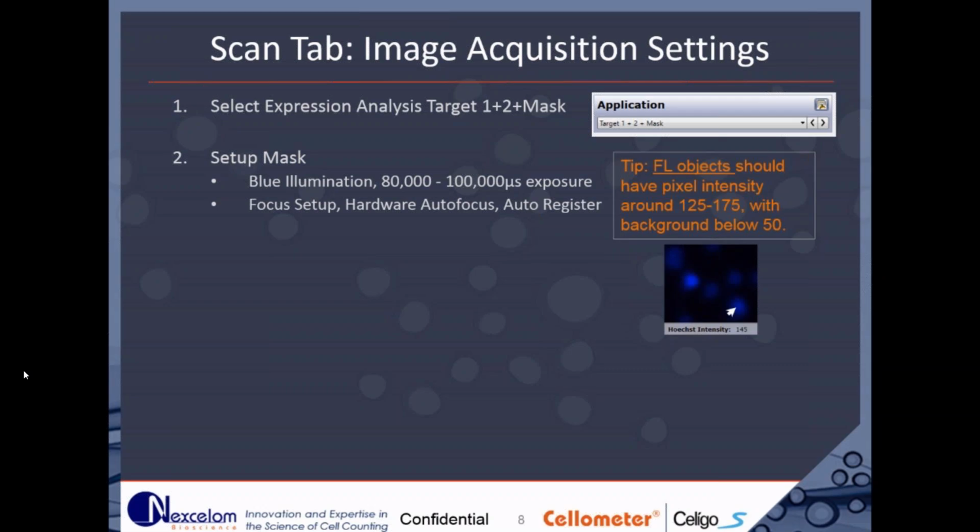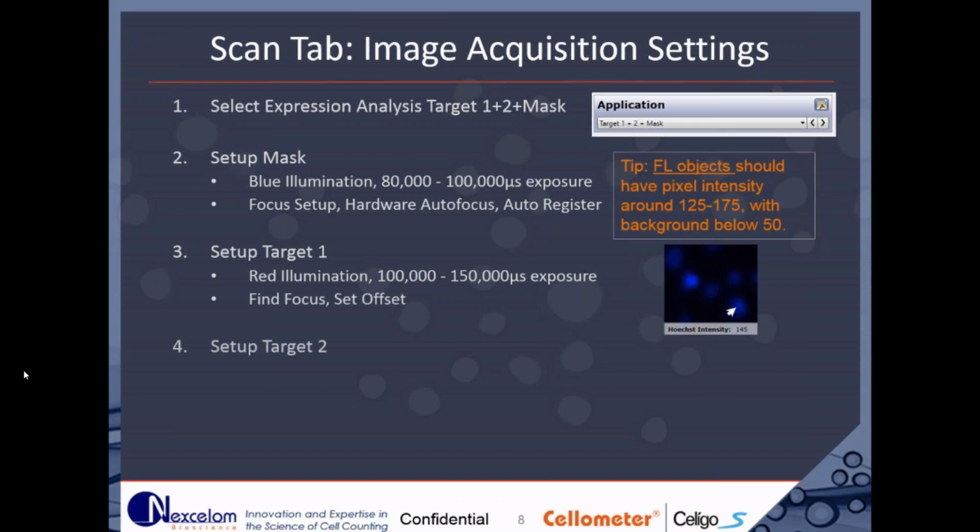You'll want to use the focus setup button and then select hardware autofocus and then auto registration. The system will focus and find the right focus for the blue channel. Then we're going to set up the target 1 channel for red illumination. And for this antibody, it was a little dim, so I had to use high exposure. And then we'll want to do fine focus and set offset to set the focus offset for this channel.